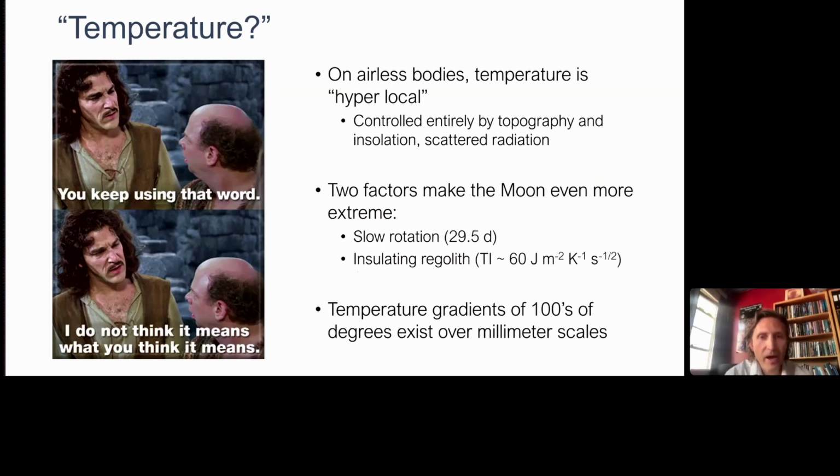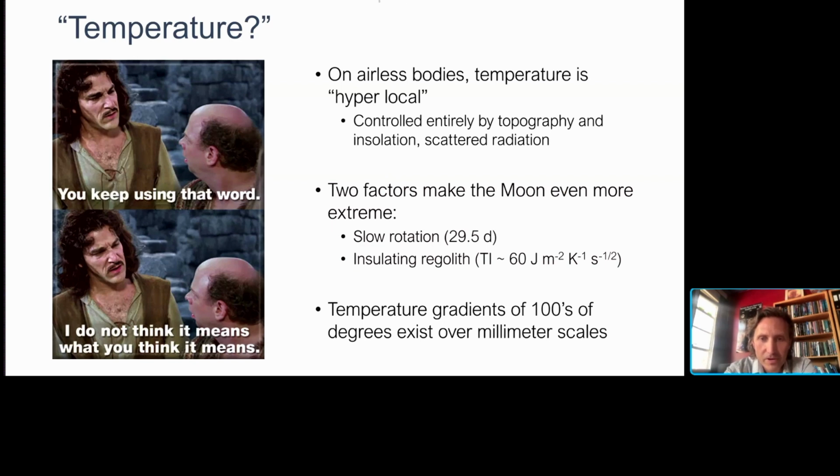So one thing we have to consider on airless bodies like the moon is that temperature is controlled almost entirely by topography and insolation on those sloped surfaces, as well as the scattered radiation from nearby illuminated terrain. And so we need to reframe our thinking about what temperature really means relative to what we're used to in our everyday experience on Earth. So there's no atmosphere to even out these temperatures.